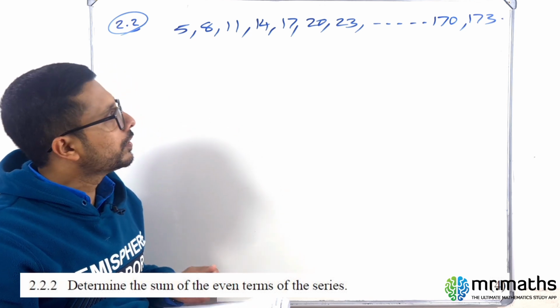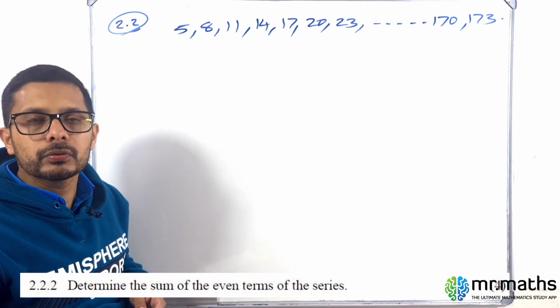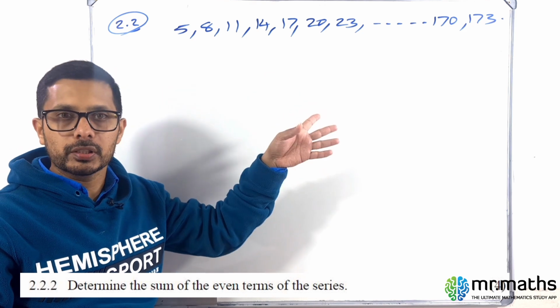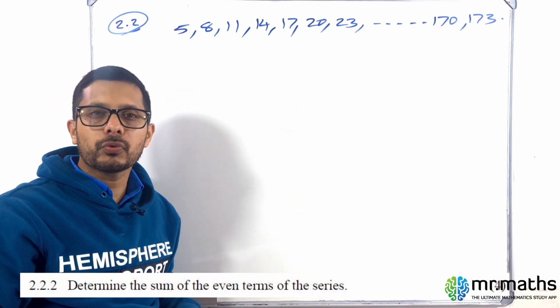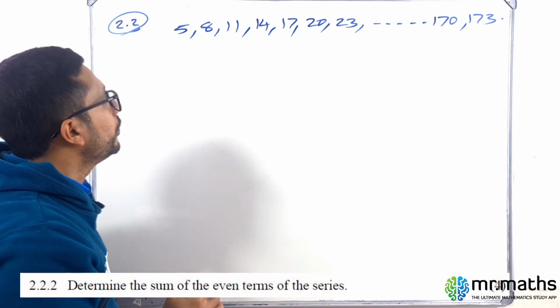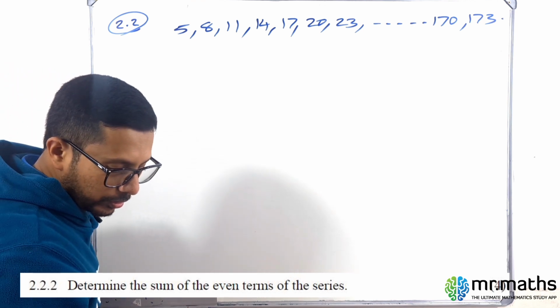Am I right? So here you don't want to find the sum of all these terms. You have to find the sum of only the even terms. So we have to create another sequence based on this one.